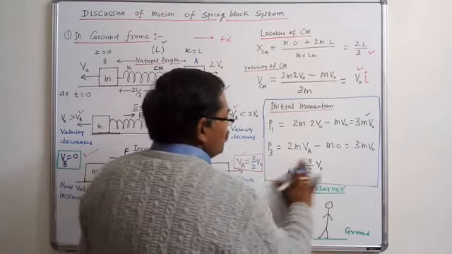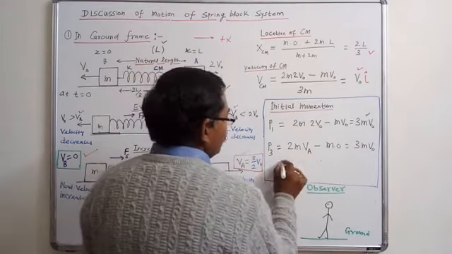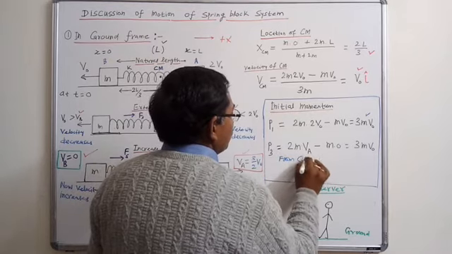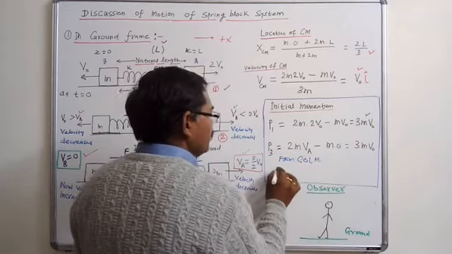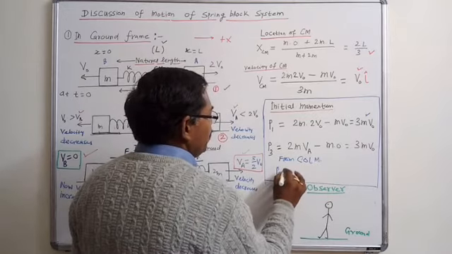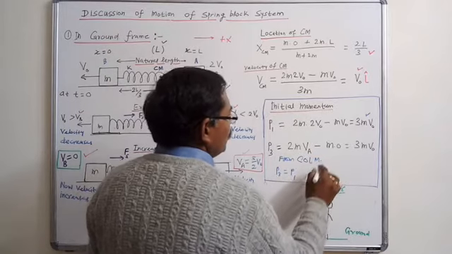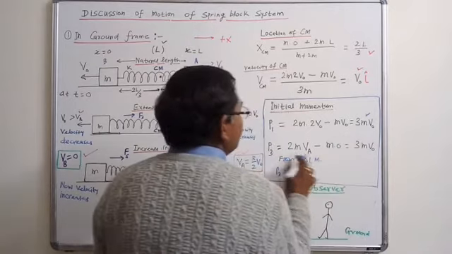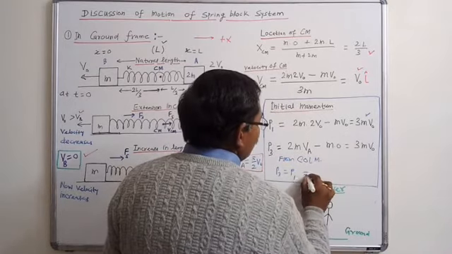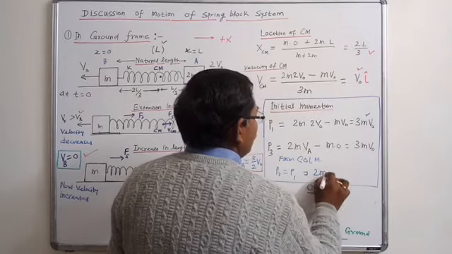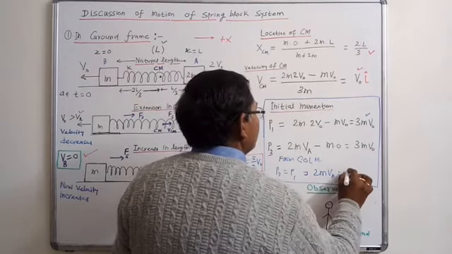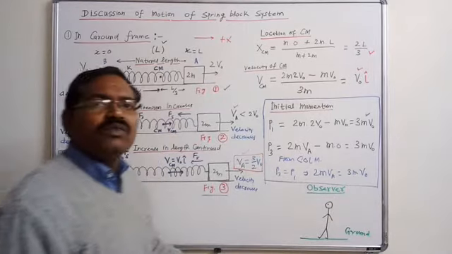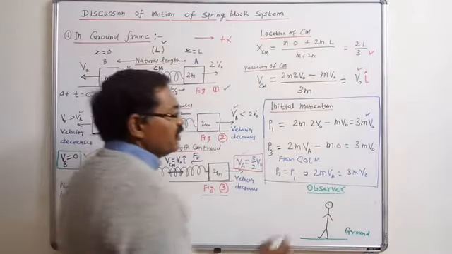If I use momentum conservation, from conservation of linear momentum, this P3 must equal P1, or this must be this value. Therefore 2m va can be written as 3m v naught. So from this equation, that is the equation of conservation of linear momentum, I can calculate this velocity.